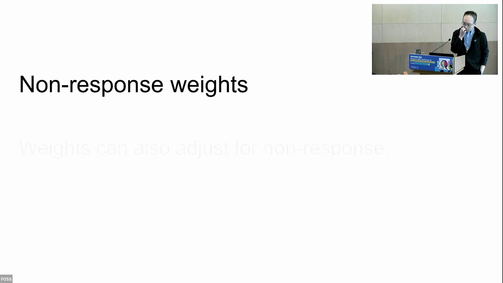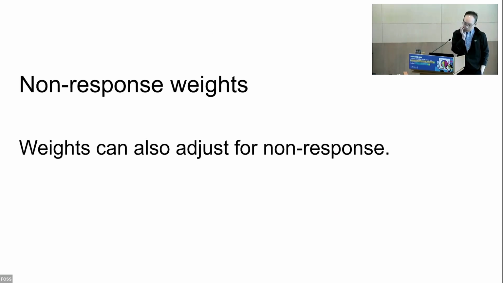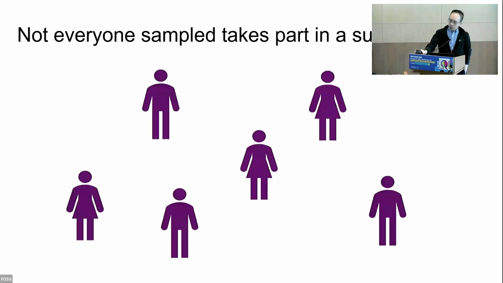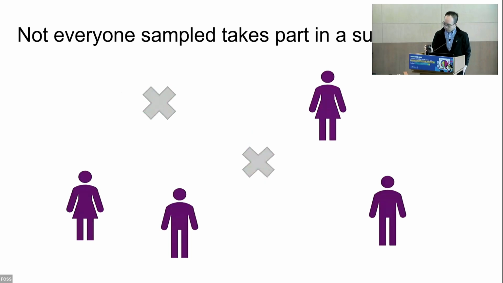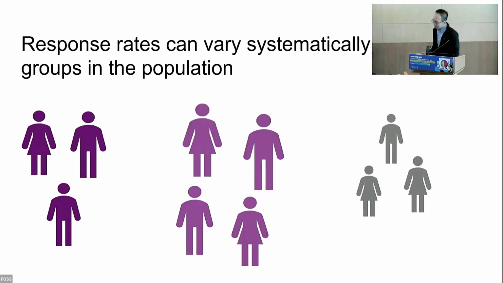Weights can also help to compensate for survey non-response, and these are called non-response weights. Not everyone sampled will take part in the survey. Some people cannot be contacted and others refuse to take part. Response rates can vary systematically across groups in the population. That is, certain subgroups may be more or less likely to respond to the survey or certain questions in it. Non-response weights use information about response rates for subgroups to adjust data and limit potential bias.